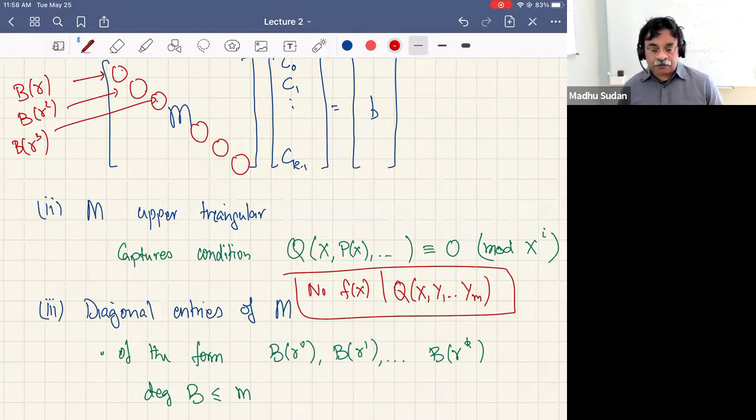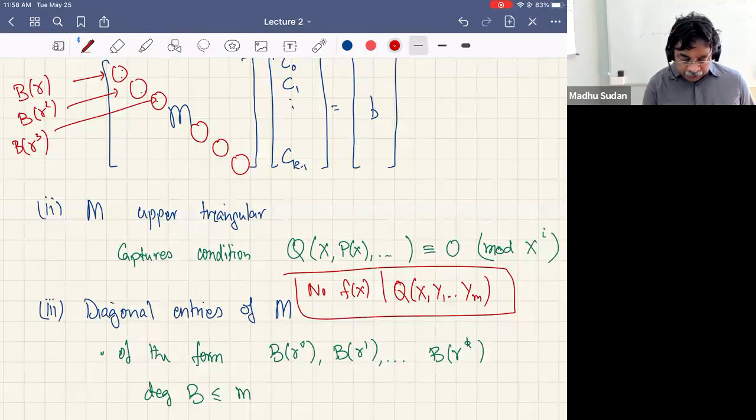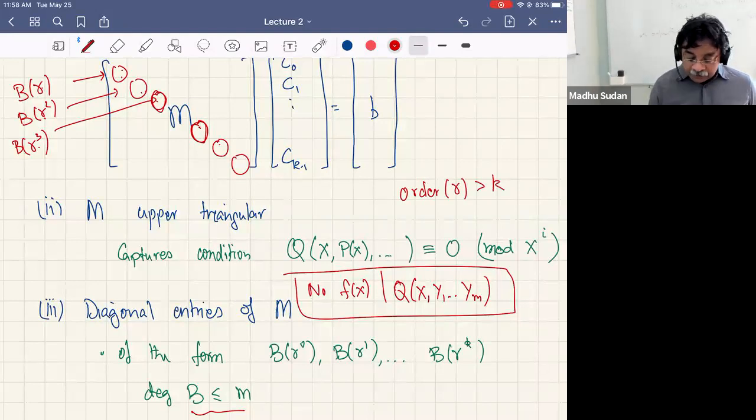So B depends on alpha, beta, etc., everything, and the coefficients of Q maybe, but it's a polynomial, and it's the same polynomial being evaluated at different values, so gamma, gamma squared, gamma cubed, and so on. It's a polynomial of degree m. So how often can these things be zero? Well, as long as the order of gamma is greater than k, and this is a k by k matrix, all these are distinct. Anytime I find a zero here, that's a root of B.